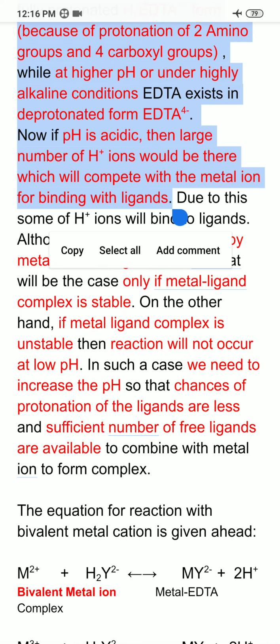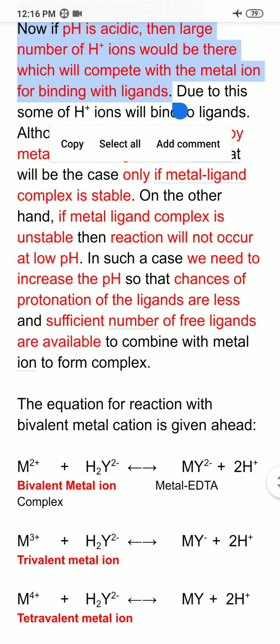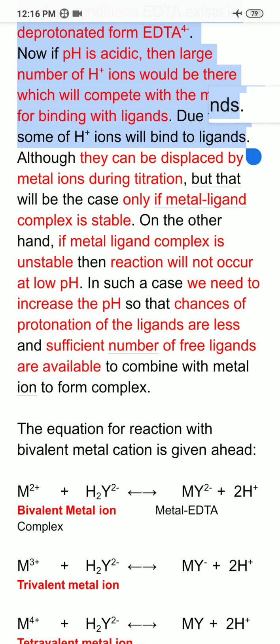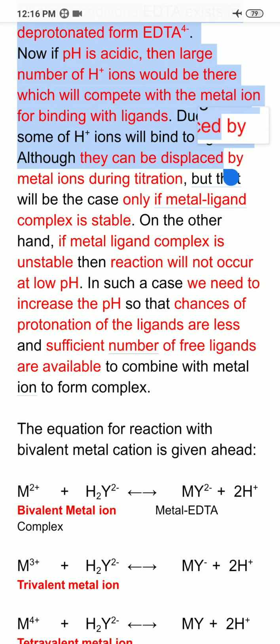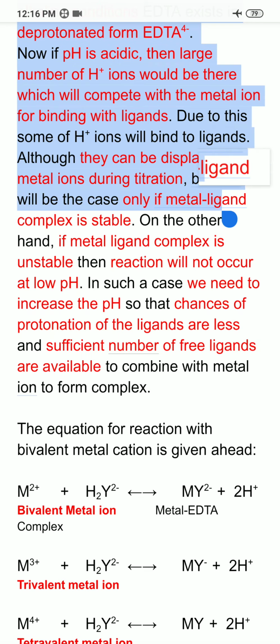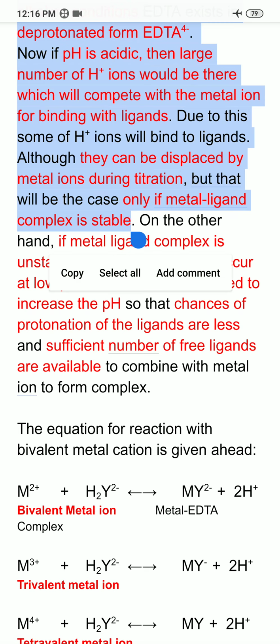Now if proton concentration is high, which is the case under highly acidic pH, some of the protons will bind to ligands. Although they can bind, when the reaction takes place, they can be displaced by metal ions during titration. But this will happen only if the metal ligand complex is stable. What I am saying is that protons have bound to the ligand under acidic condition. Now there are 2 cases.